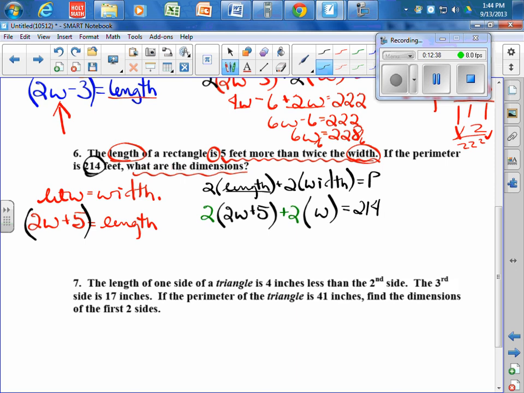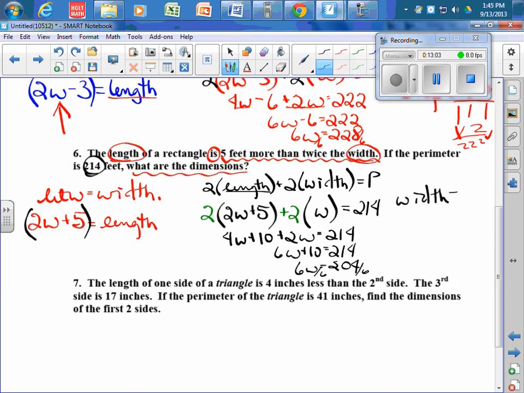Using the distributive property, I'm going to have 4W plus 10 plus 2W is equal to 214. 6W plus 10 equals 214. Subtracting the 10 from both sides, 6W is equal to 204. Dividing both sides by 6, we get the width is what? Plug it into your calculators and you'll get 34.